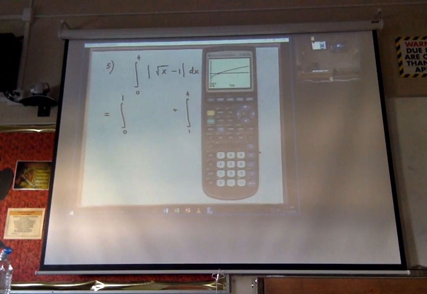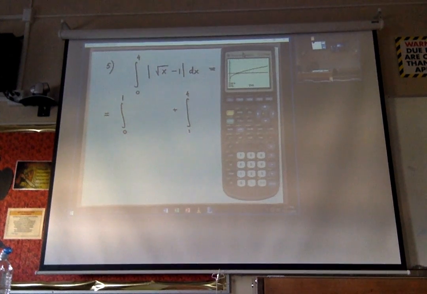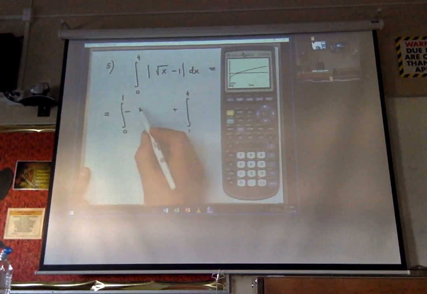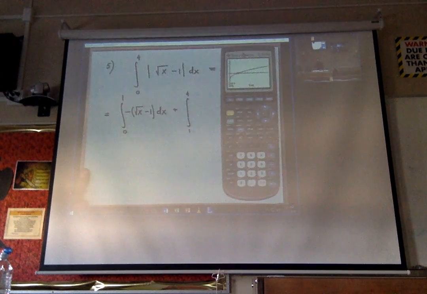So 2 integrals. The first one, from 0 to 1, you have to change the values from negative to positive, right? So that's what you do, just changing the sign and nothing else. You put negative and then the square root of x minus 1. Don't forget dx. So you're multiplying your function by negative 1, and then we'll change the value.